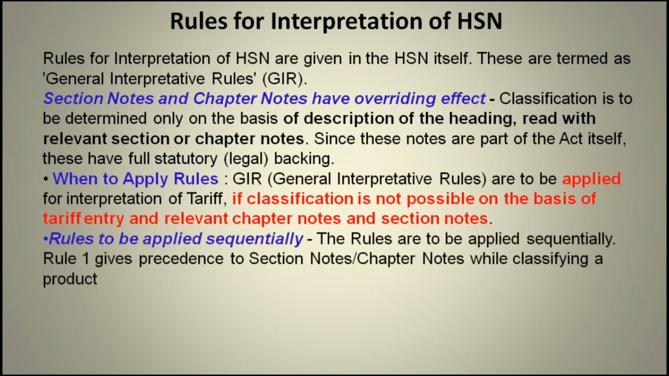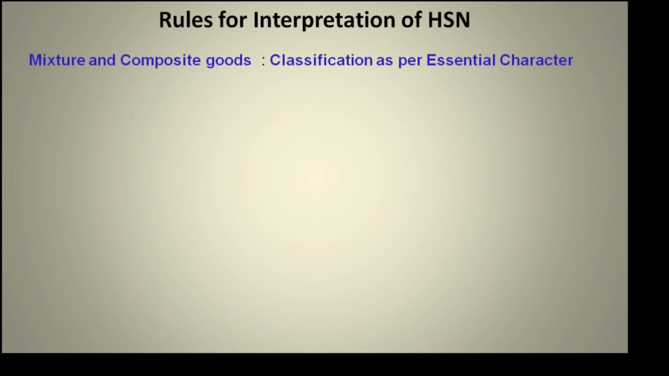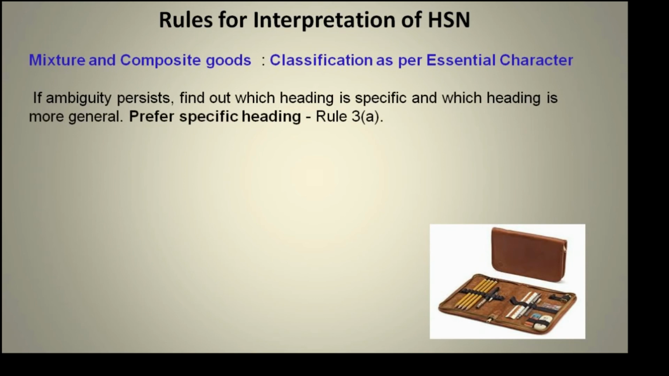The rules are to be applied sequentially. Rule 1 gives precedence to section notes and chapter notes while classifying a product. Titles are for reference. The title of a section or chapter cannot be used for classification. The titles of sections and chapters are provided for ease of reference and have no legal importance. If ambiguity persists, find out which heading is specific and which heading is more general. Prefer the specific heading as per Rule 3A.